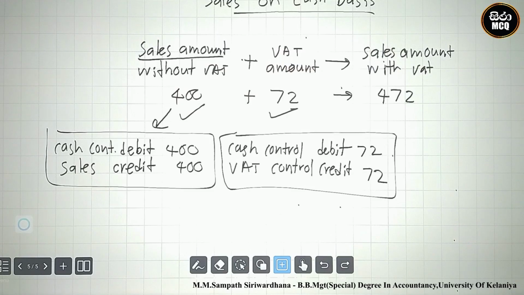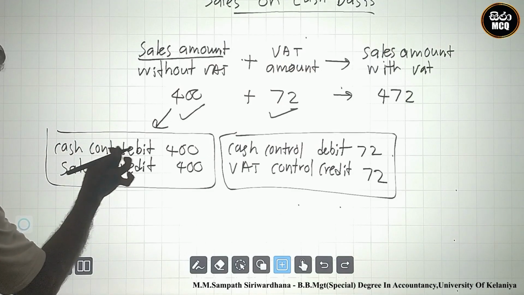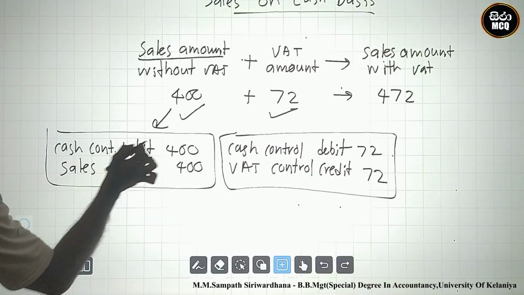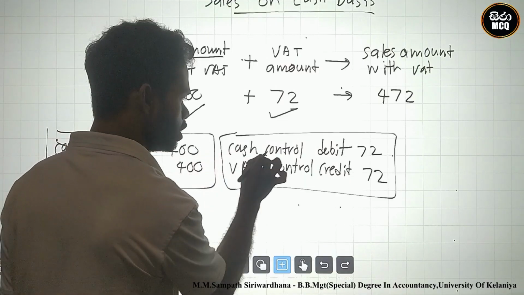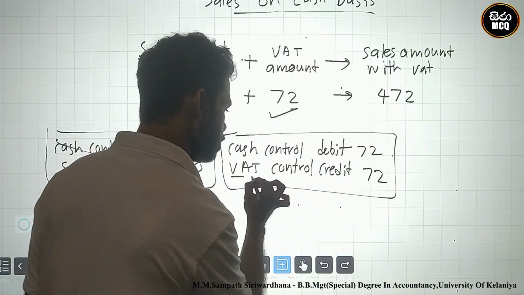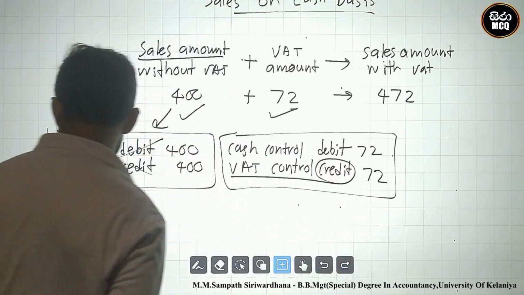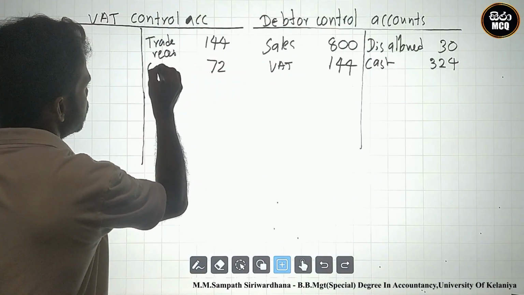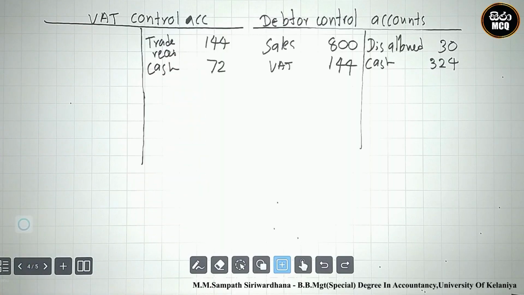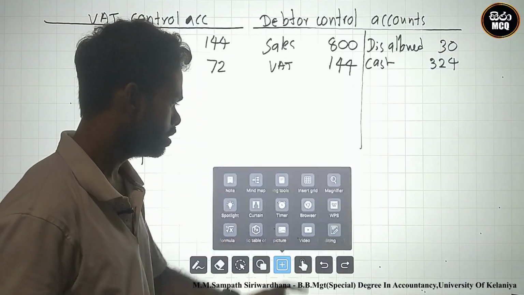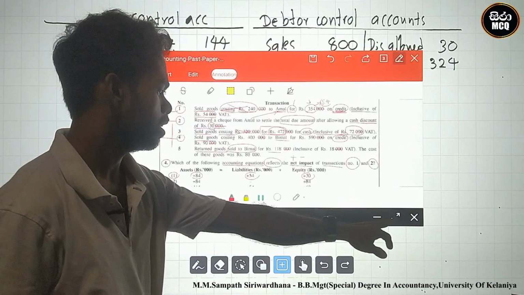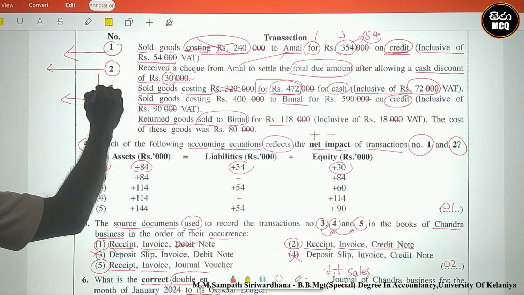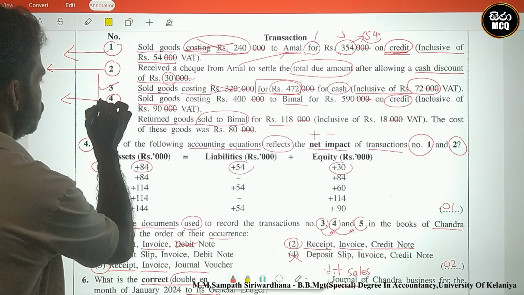Look here. Cash control debit, ignore this. There is no VAT and no debtor control. Sales credit, ignore this. Cash control debit, ignore this. VAT control credit 72. Okay, we are already done with transaction number 3. Number 3 is okay, 4 is okay.